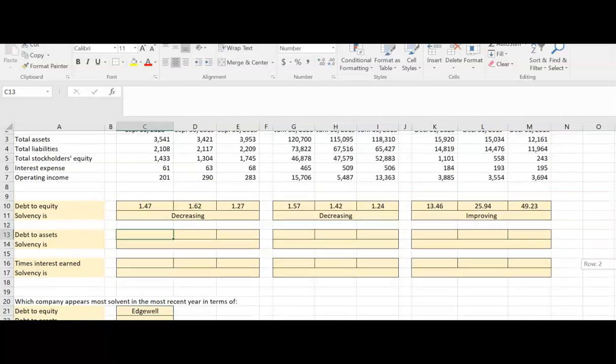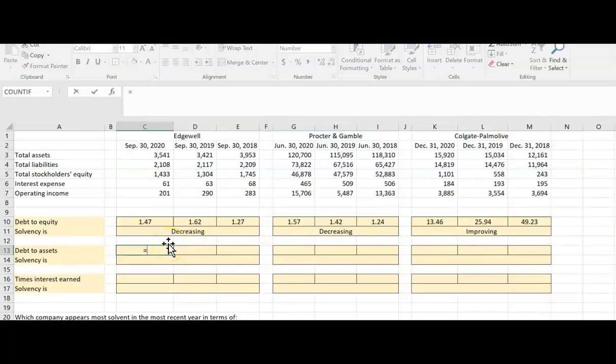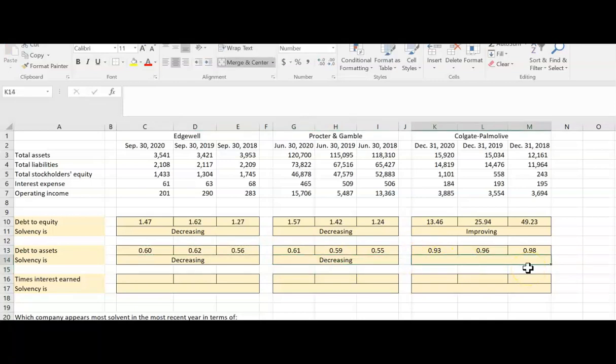Let's do the same thing for the debt to assets ratio. This is just another way to look at how the company is financing. It's another way to look at its capital structure. I see that the debt to assets ratio went from 56% to 60%. So again, like debt to equity, this would be decreasing. Same thing for Procter & Gamble, decreasing over time. And we see that debt has become a smaller proportion of assets, so solvency is improving.